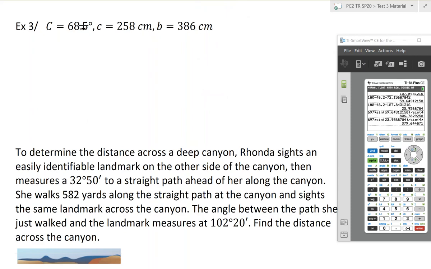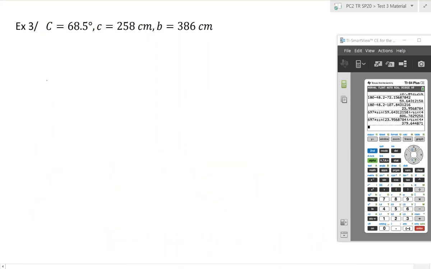All right, this one here, we have big C and little c. So big C is 68.5 degrees, and little c is 258 centimeters. We have little b is 386 centimeters. This will be big B, this will be big A, and this will be little a. And we'll see how we go with this one. Let's find B first, since we have little b and we have big C and little c.